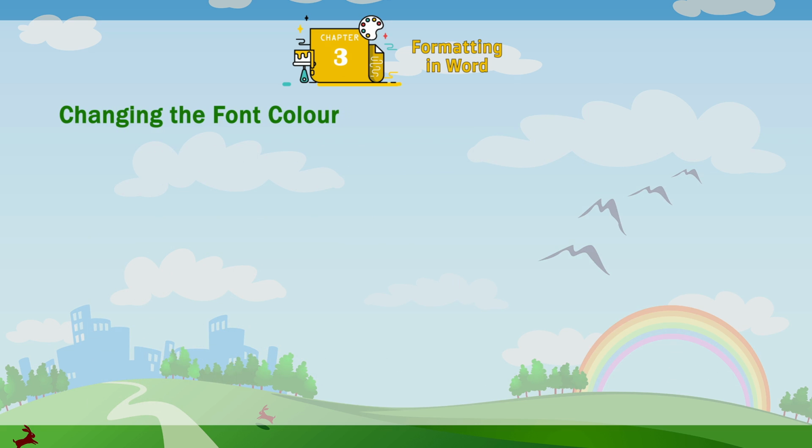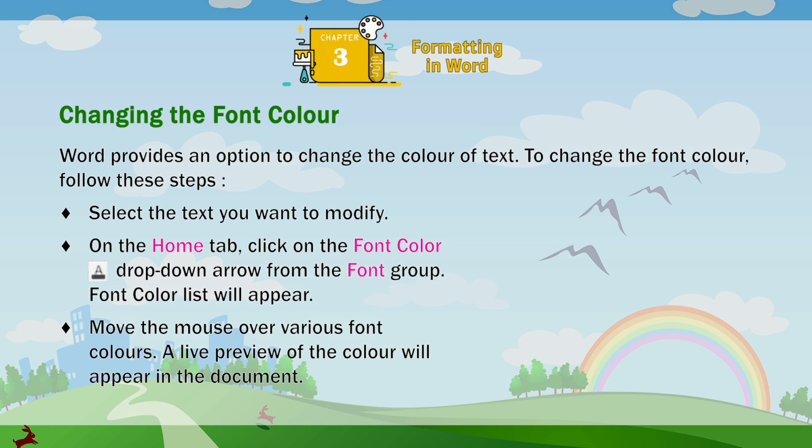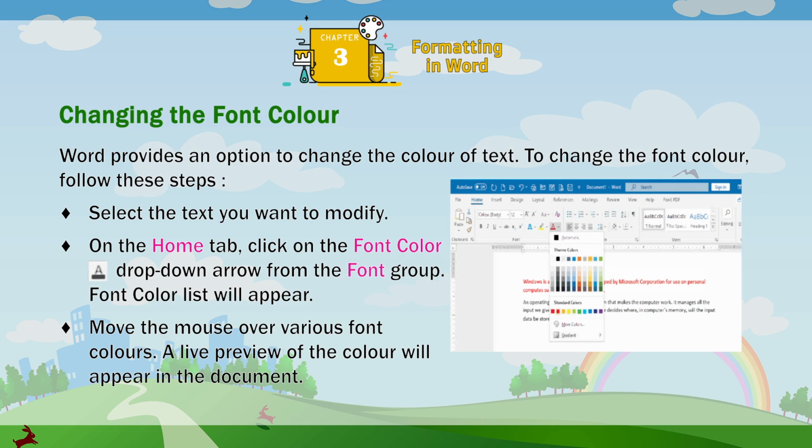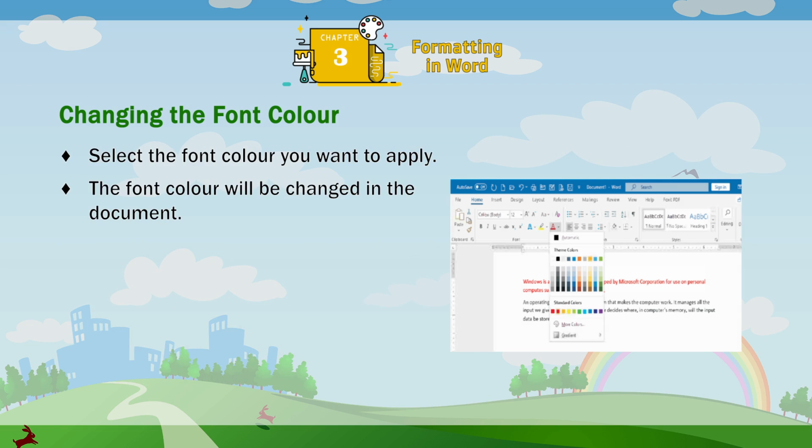Changing the font color. Word provides an option to change the color of text. To change the font color, follow these steps. Select the text you want to modify. On the Home tab, click on the font color drop-down arrow from the font group. Font color list will appear. Move the mouse over various font colors. A live preview of the color will appear in the document. Select the font color you want to apply. The font color will be changed in the document.